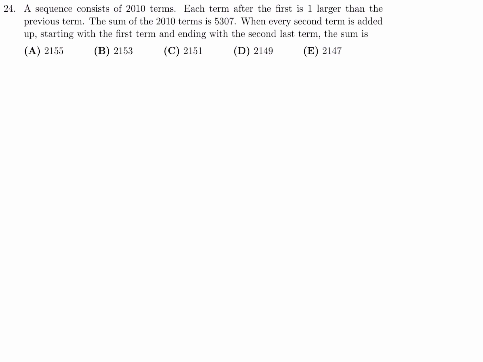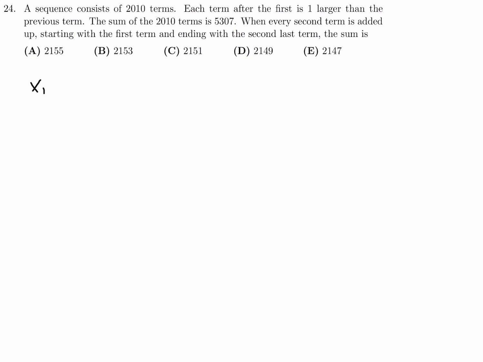A sequence consists of 2010 terms. Each term after the first is one larger than the previous term. The sum of the 2010 terms is 5307. When every second term is added up, starting with the first term and ending with the second last term, the sum is.